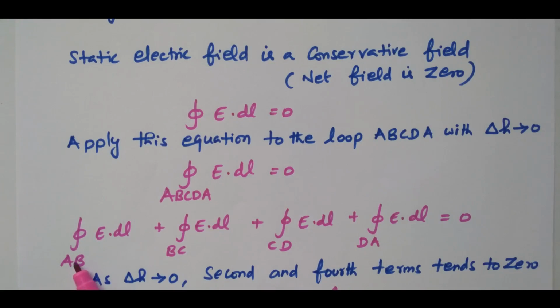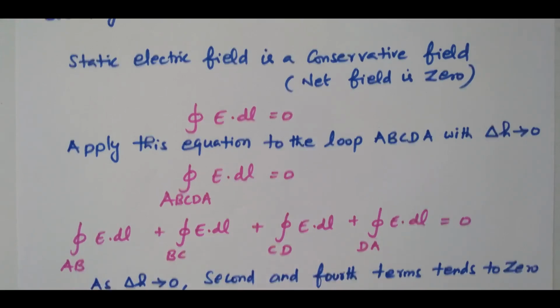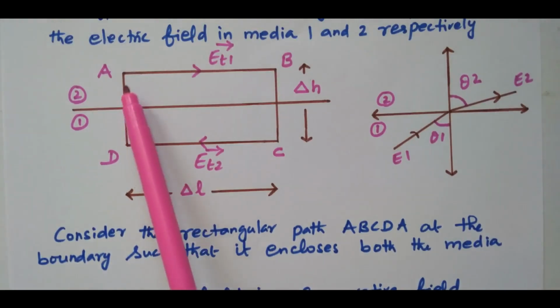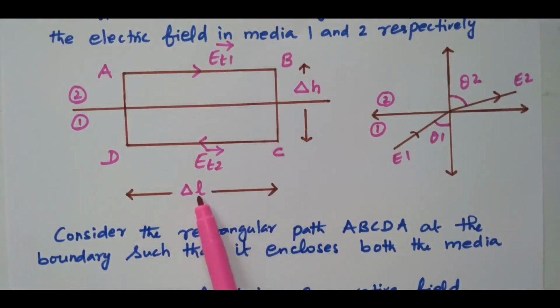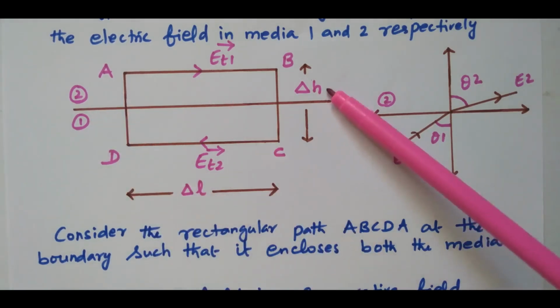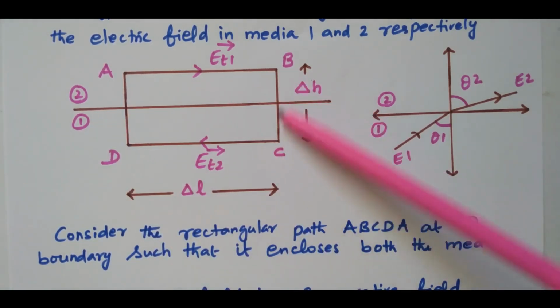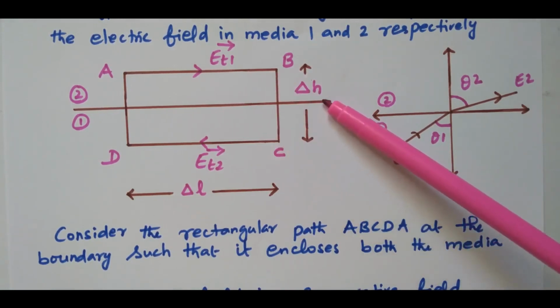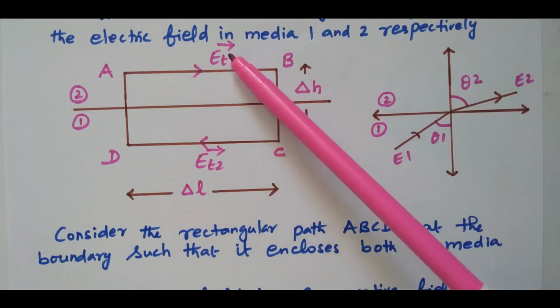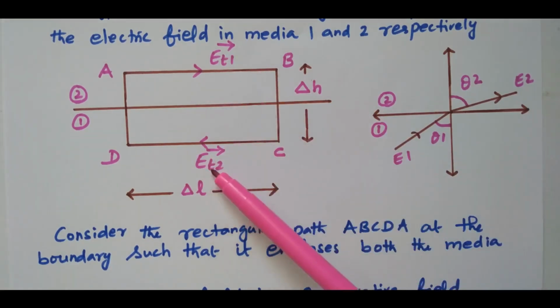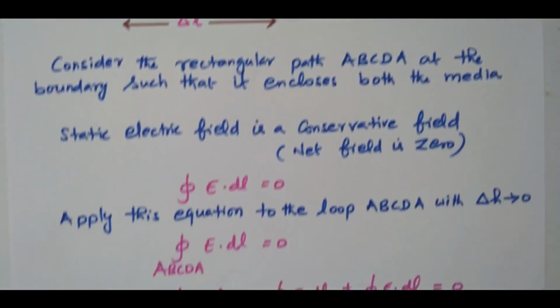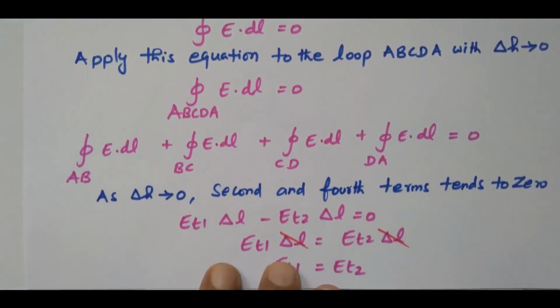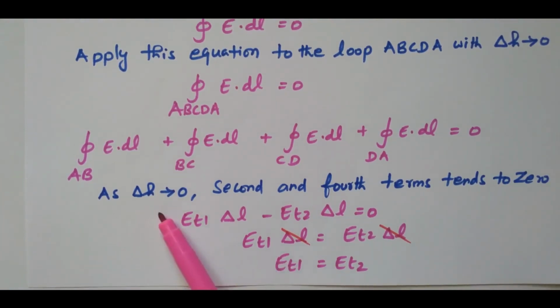What is the electric field contribution in AB, BC, CD and DA? Referring to the diagram, the contribution for AB is ET1 into delta L, and for CD it is minus ET2 into delta L. What about BC and DA? Delta H is approaching 0, so the value is 0 there, because we assume the height is 0. As delta H approaches 0, the second and fourth terms tend to 0.